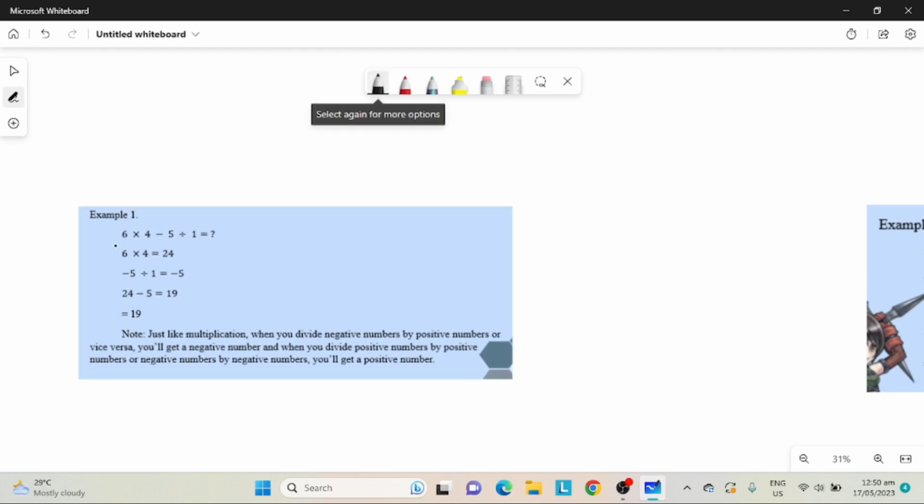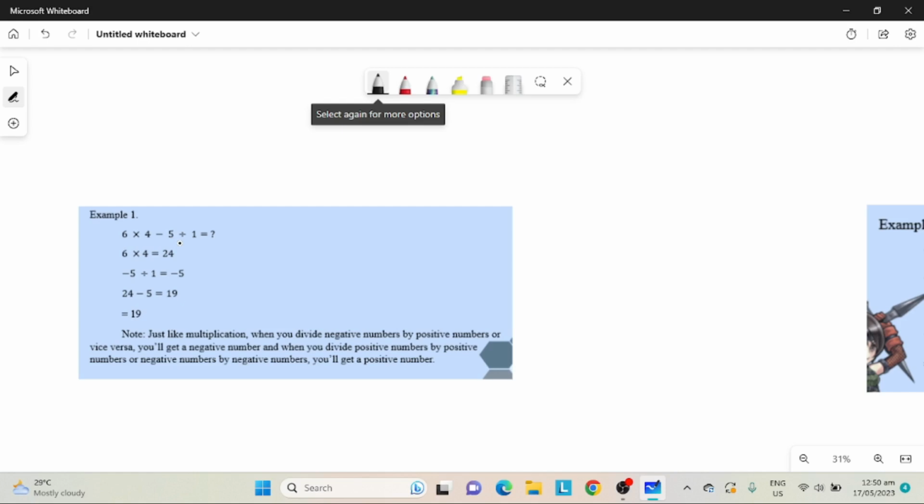In example number one, we have 6 times 4 minus 5 divided by 1. So we have two operations. In this expression, we need to do the multiplication and division first.